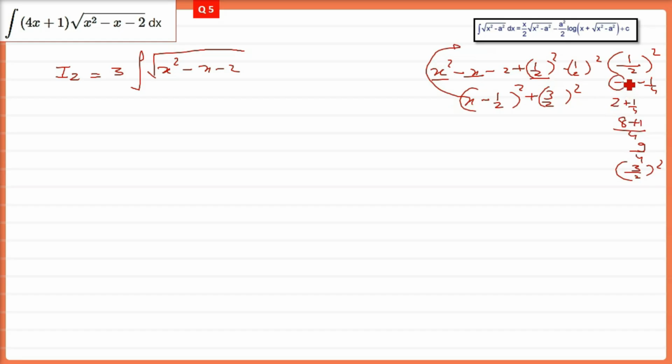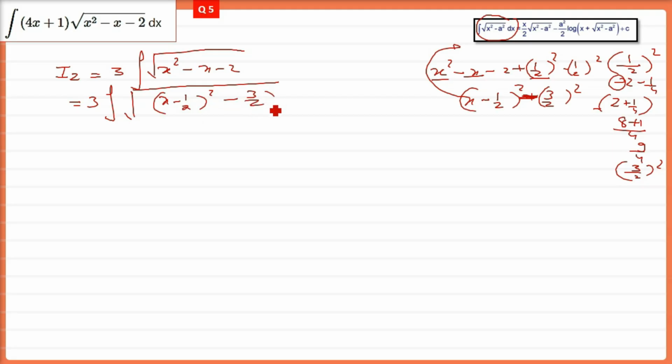And this negative was taken outside, if you remember. So it's not positive, it's negative. So (x - 1/2)² - (3/2)². Now, the formula for √(x² - a²) is already being projected in front of you. You can use or employ this formula and use the direct result.